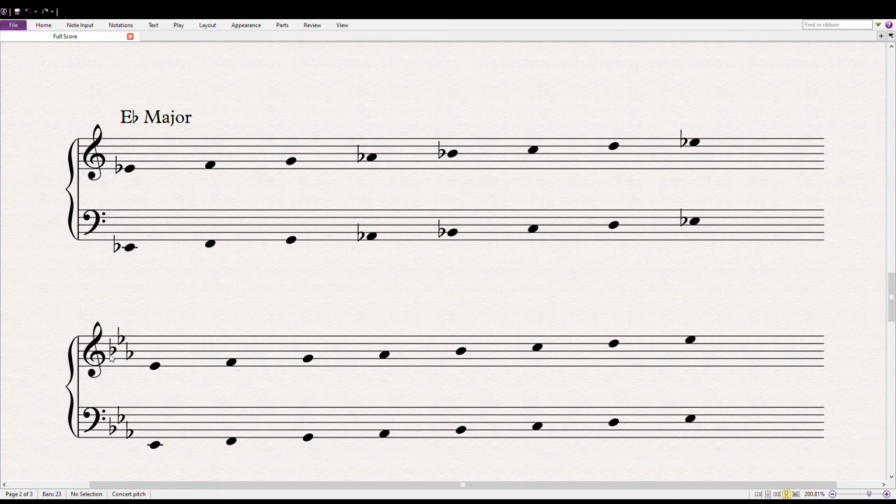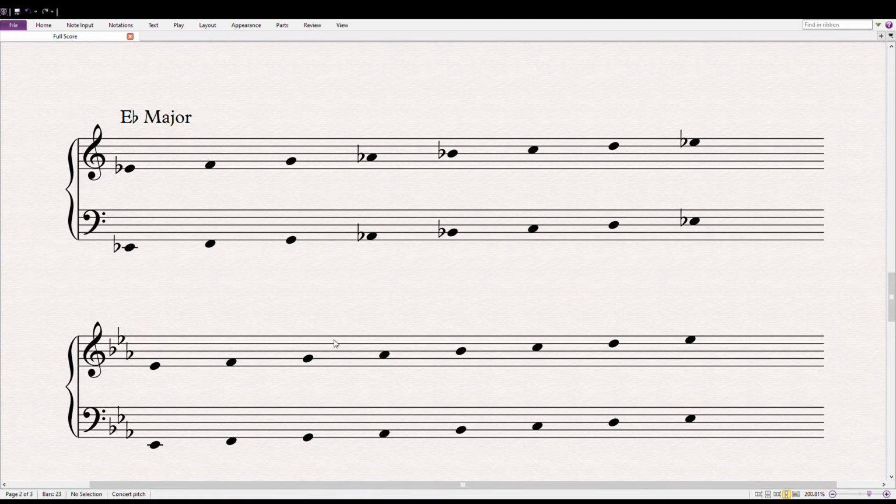All B's are going to be flat, so that's going to be flat here. All E's are going to be flat, so that's both of these E's. And all A's are going to be flat, so that's this note here. Same in the bass clef. All B's are flat, so that's flat. All E's are flat, so this note and this note are both flat. And all A's are going to be flat, so that's this note is flat.